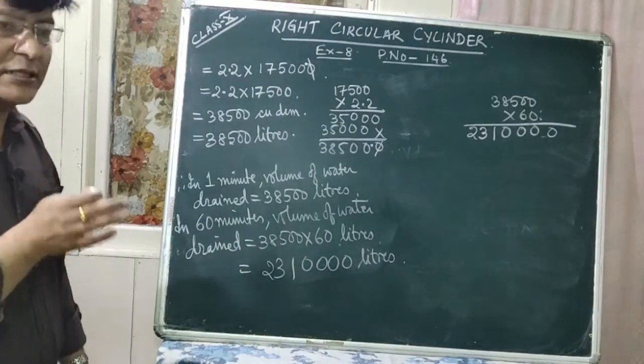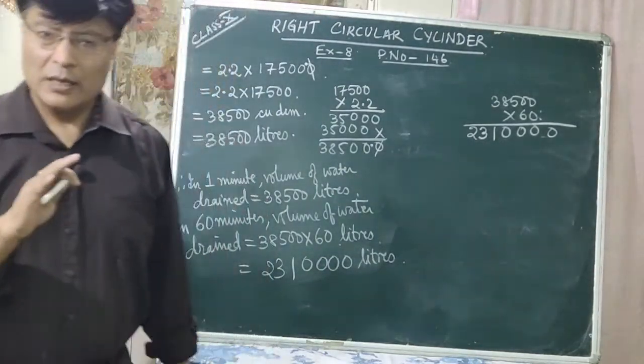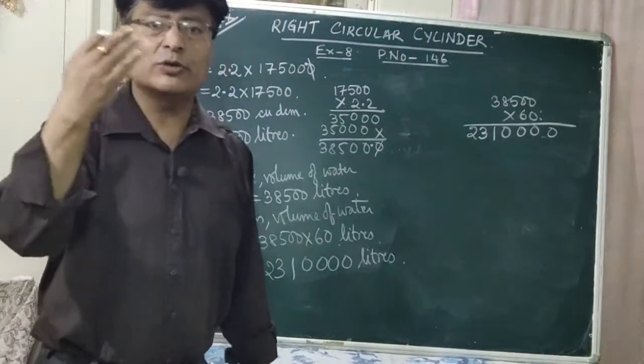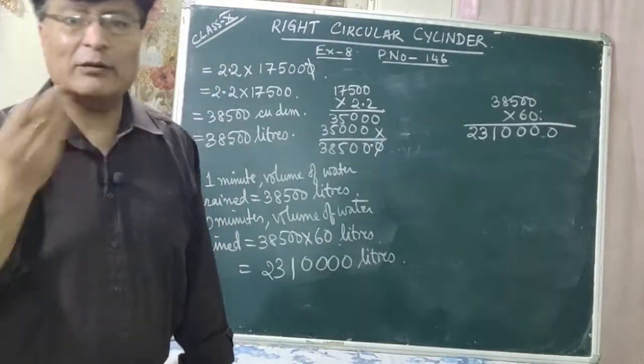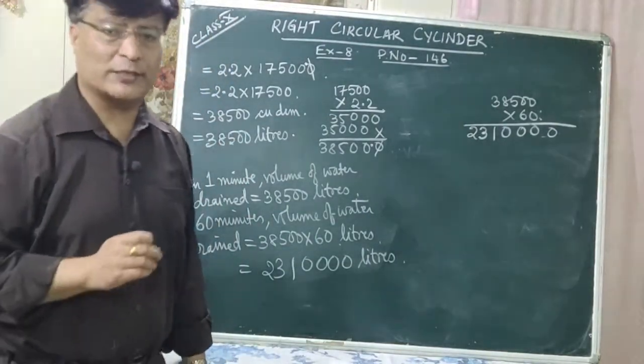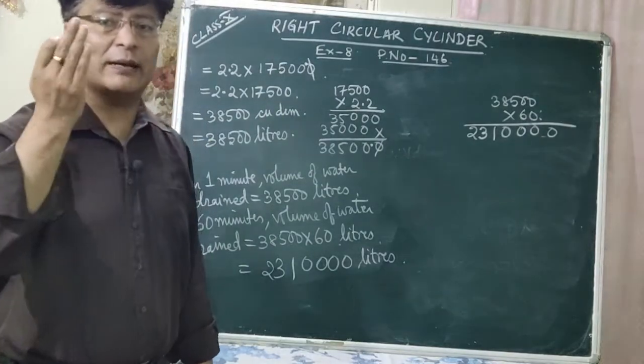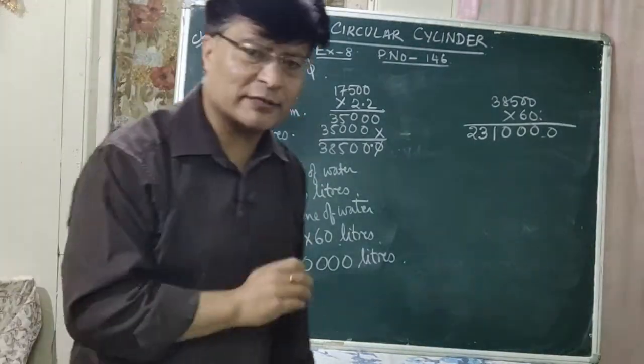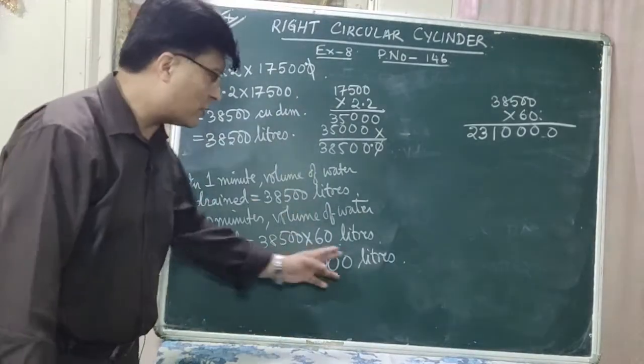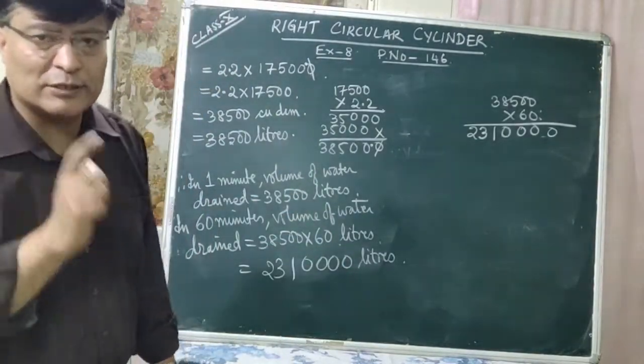But you have to write it in terms of kiloliter. It is just like converting gram into kilogram. When changing gram to kilogram, you have to divide by 1000, because gram is a smaller unit than kilogram. Similarly, if you convert this liter into kiloliter, you have to divide it by 1000.